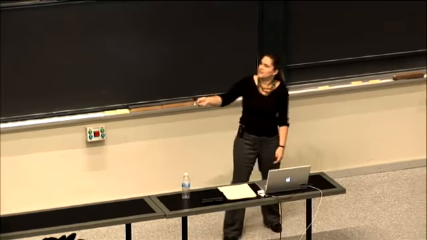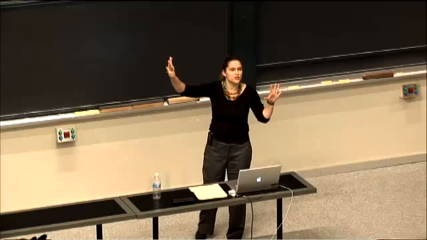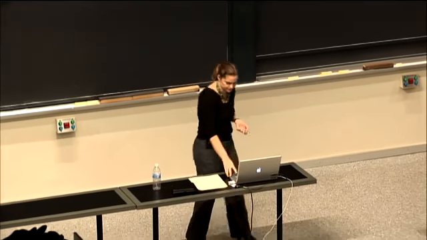So if we go back to this now, our pKa is now 6. And so physiological pH is now above that pKa. So when you're above the pKa, you should have more deprotonated than protonated. So that's how you can rationalize these things.